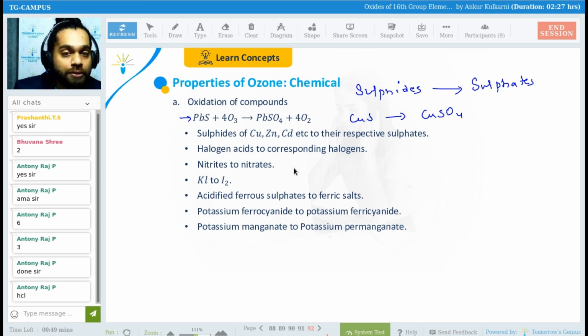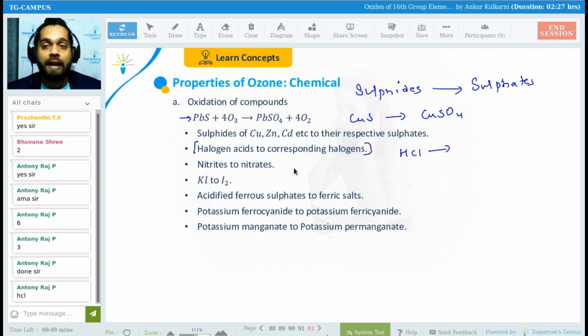Then, halogen acids to corresponding halogens. For example, if I have HCl and react it with ozone, what will happen? Your chlorine gas will come out, and the ozone will combine with the hydrogen. So what will happen over here? Write it down if you want.